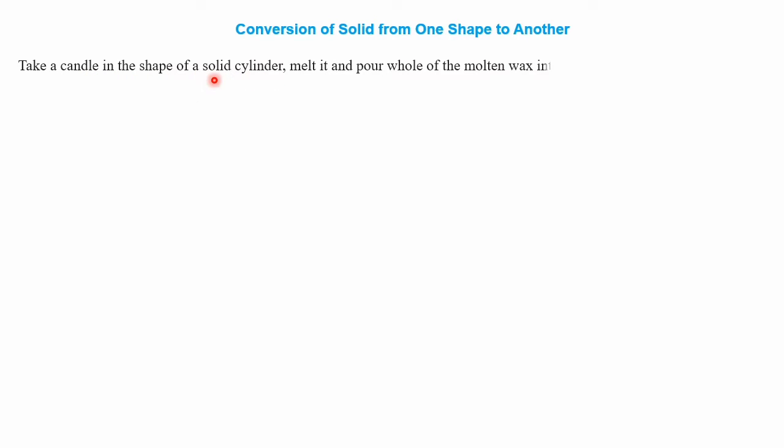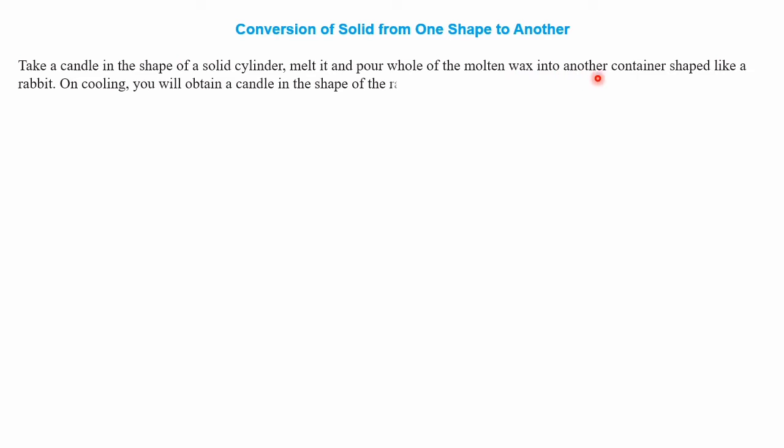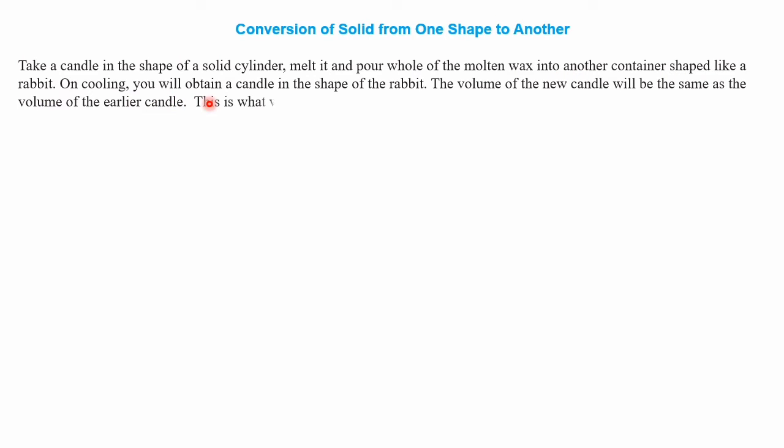Next, we shall discuss the conversion of solid from one shape to another. Here, let's take an example. We might have seen candles which are different in shape. Let's take a situation. Take a candle in the shape of a solid cylinder, melt it and pour the whole of the molten wax into another container shaped like a rabbit. On cooling, you will obtain a candle in the shape of the rabbit.